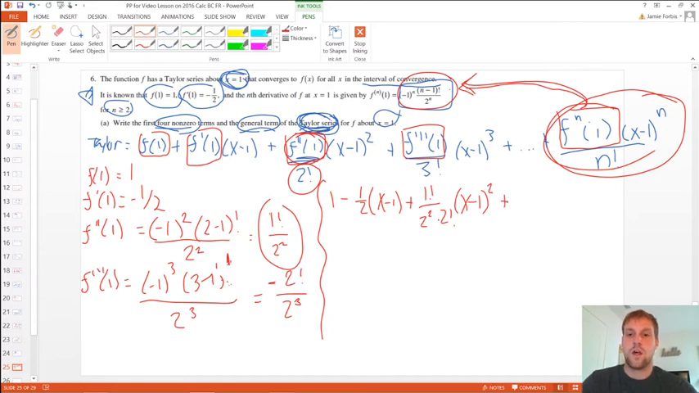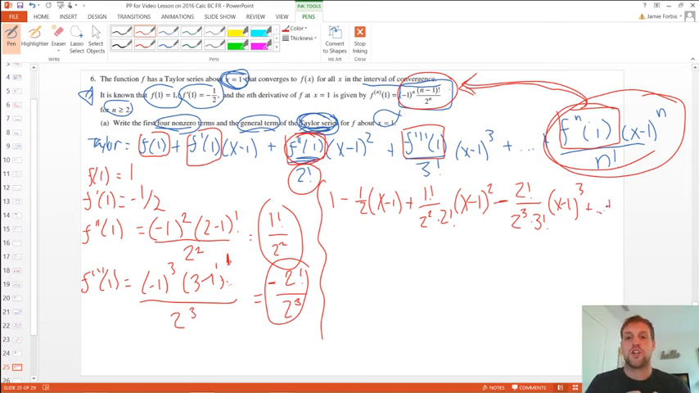And then plus f triple prime of 1, and I should say minus again because it's negative, it's obviously an alternating series, you can see, is going to be minus 2 factorial over 2 cubed divided by 3 factorial. So I'm going to say minus 2 factorial over 2 cubed times 3 factorial, and that's x minus 1 cubed. And then plus dot dot dot plus.